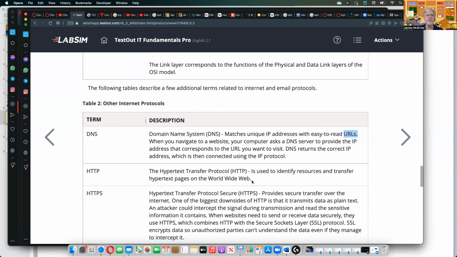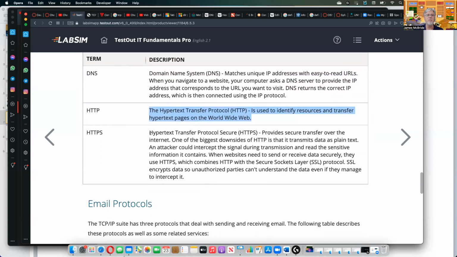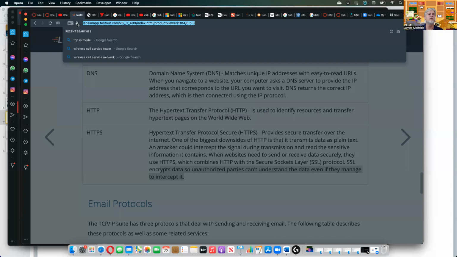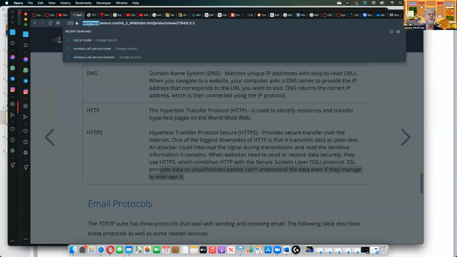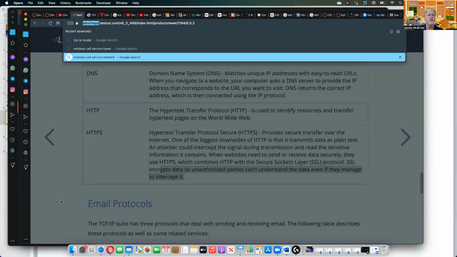Of course, HTTP, that's what we use to actually transfer pages like this. And HTTPS, which is the same thing, except it's using a secure socket layer to encrypt the data. Like this is encrypted. If I click up here, you'll see the little lock. Right? That little lock means that what it's doing is HTTPS, and then this address. And that's how it's getting there.